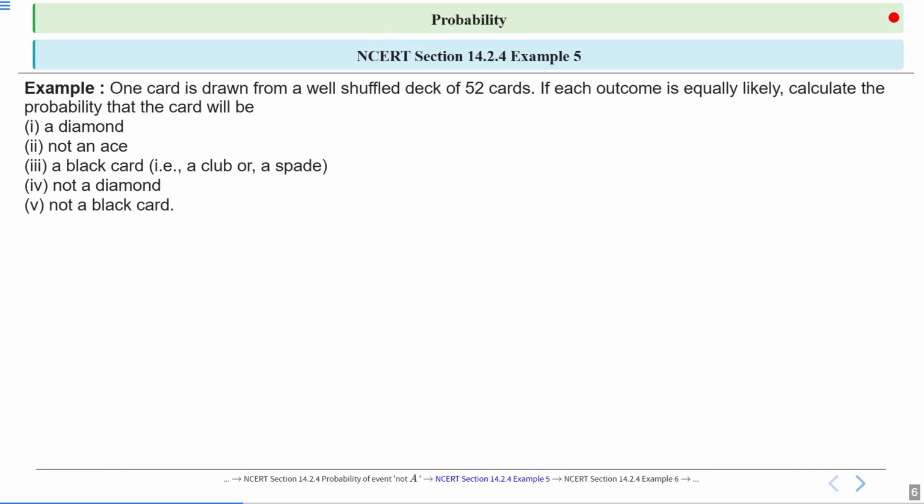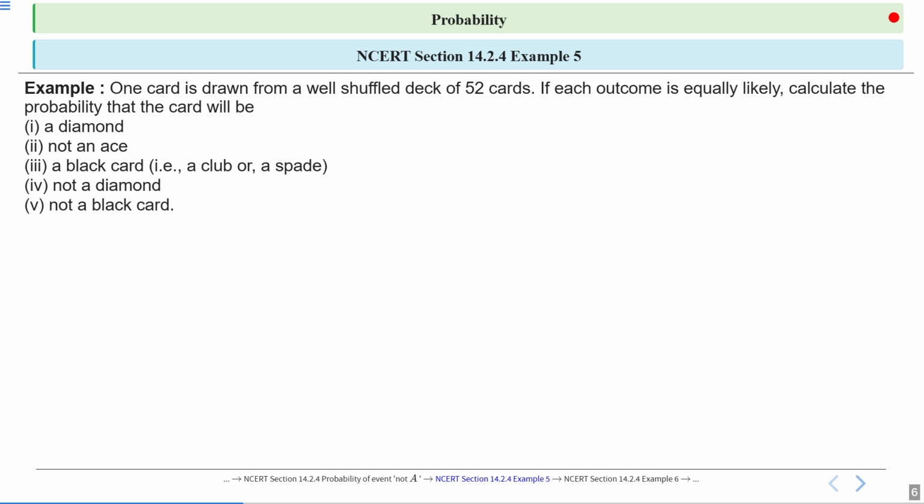So see example 5. First of all, read the example very carefully. Okay, so what we have given in this example. Read the question. One card is drawn from a well shuffled deck of 52 cards. So you are drawing a card from a shuffled deck of 52 cards, and here we have if each outcome is equally likely. What does that mean? Each outcome has equal chance to occur.